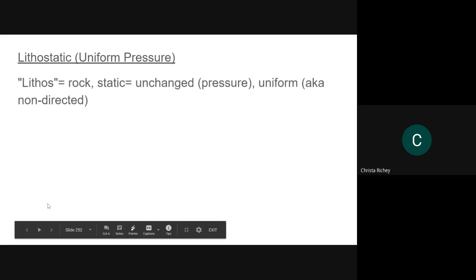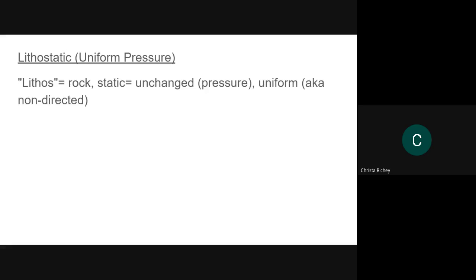All right, so lithostatic is the fancy term for everything being pressed uniformly, the same amount of pressure all the way around the rock. You've got to figure this out. Lithos means stone or rock. Static means it doesn't change. So you have equal pressure, one side's not more than the other. This is the fancy term for the uniform or confining pressure. But there's many different ways that I've seen this worded.